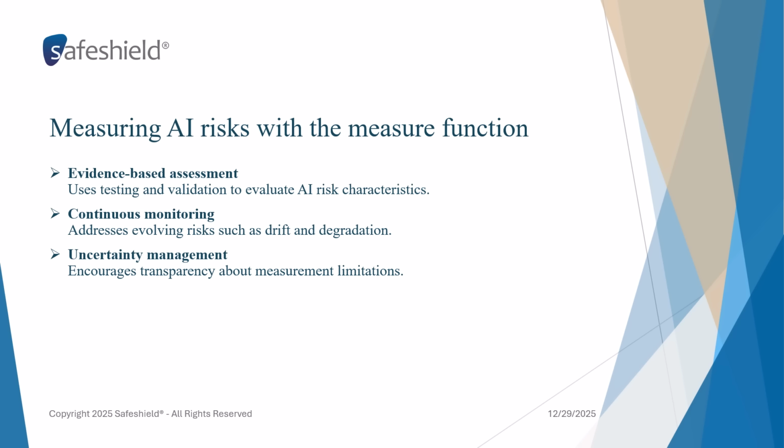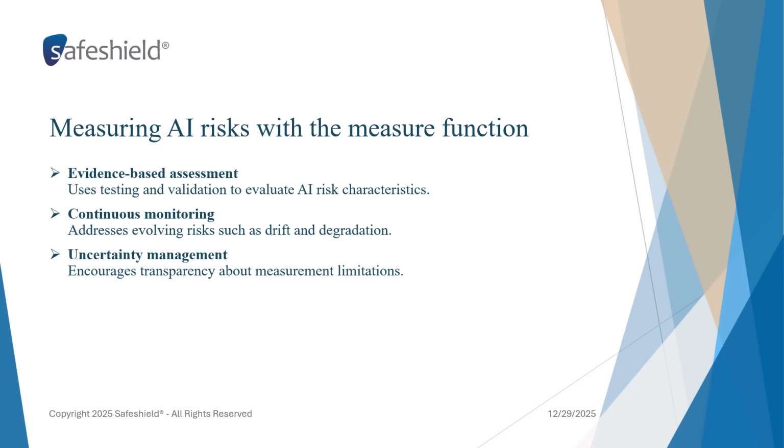The measure function addresses the evaluation, analysis, and monitoring of AI risks. It focuses on assessing the characteristics of AI systems and their performance in relation to defined risk criteria. Measurement provides evidence to support risk-informed decisions and governance oversight. Measurement activities include testing, validation, verification, and monitoring of AI systems. These activities may assess accuracy, robustness, bias, explainability, security vulnerabilities, and other relevant attributes. Measurement methods should be appropriate to the system's context and impact level.